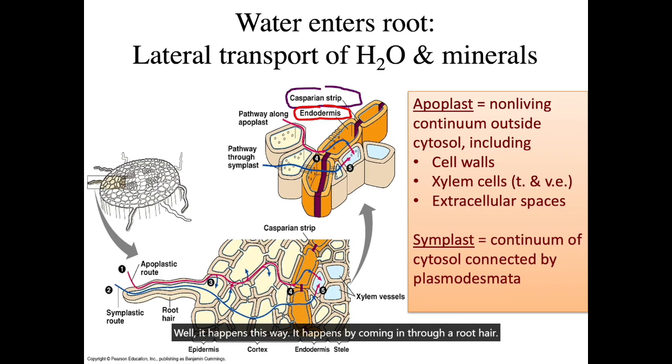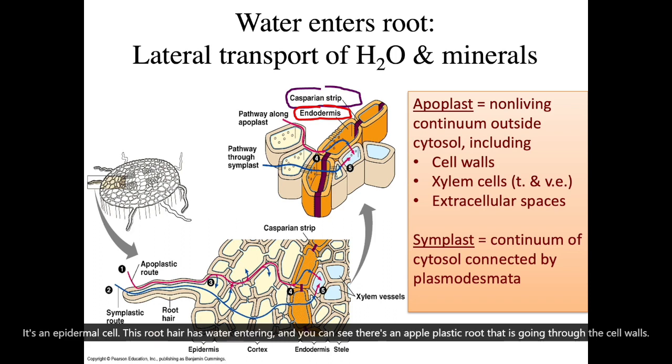Well, it happens this way. It happens by coming in through a root hair. So if you look at the bottom, you can see a root hair, a single cell that's an epidermal cell. This root hair has water entering, and you can see there's an apoplastic route that is going through the cell walls, and there's the symplastic route that's entering inside the cell and traveling inside the cell only, from cell to cell. This water and mineral combination flows from the outside toward the stele, toward the vascular cylinder, and it does that by either one of these routes, and it encounters this special layer that we mentioned last time called the endodermis.